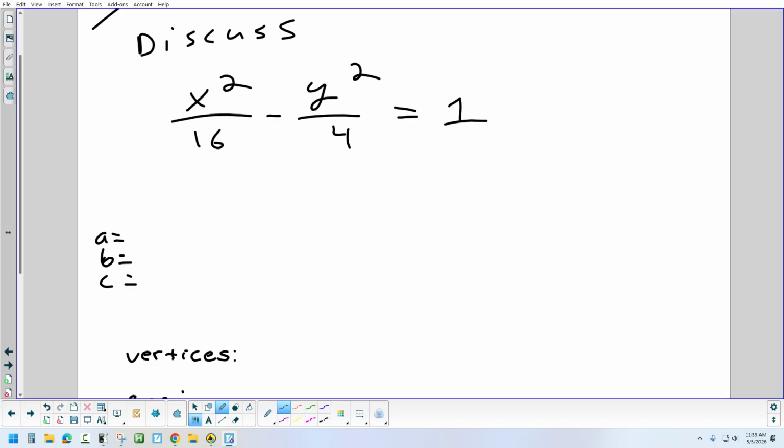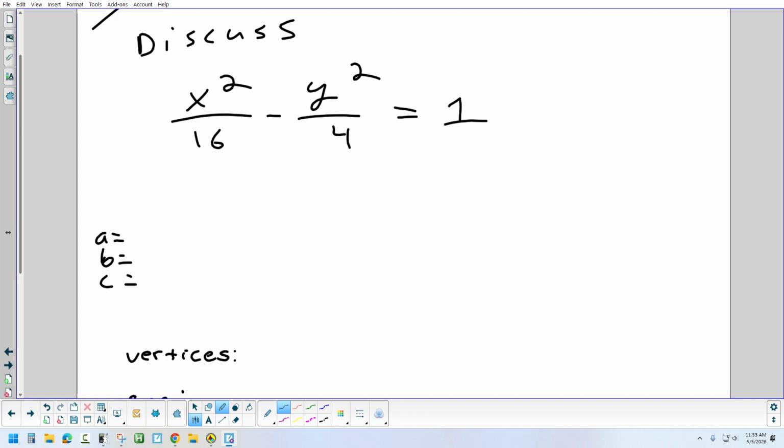Not quite. A is 4 though. It's not because it's the square root of the larger denominator. Yep, because it's under the positive number. Yes, it's because it's under the positive. How do we identify where the A is? I guess you could say because it's under the positive, but I'm thinking of an easier way.